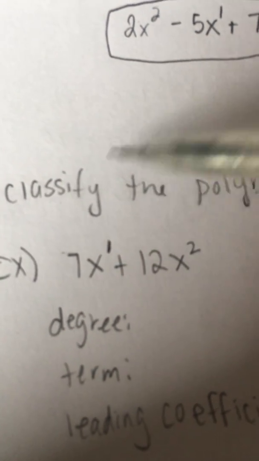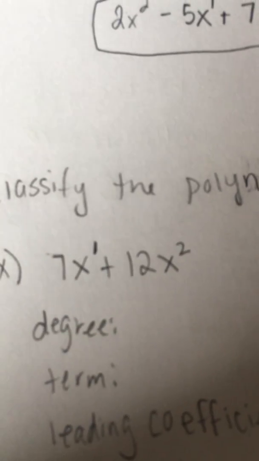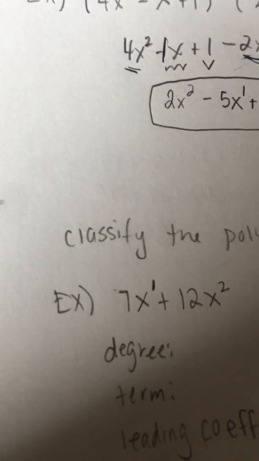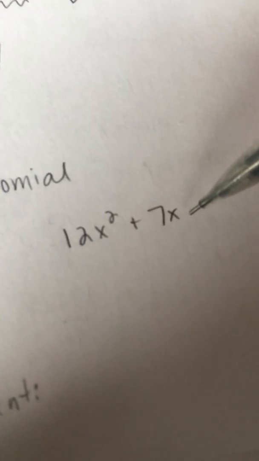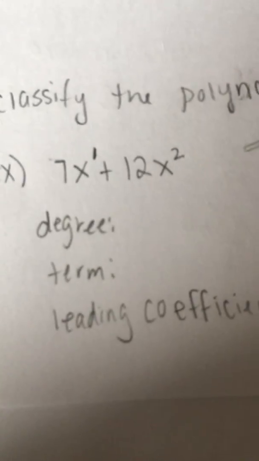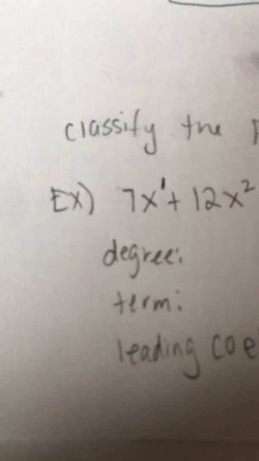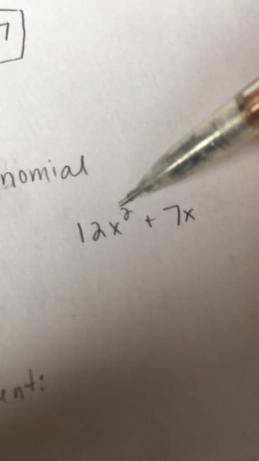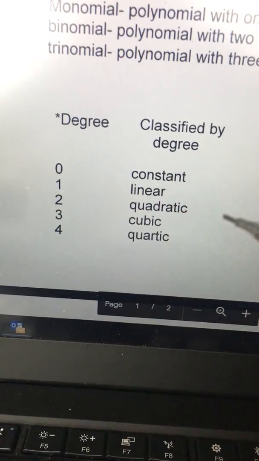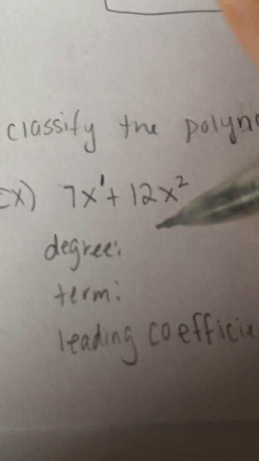We need to switch these and write this with the biggest exponent first. So I want the 12x squared first and then the 7x. So this is how I want to look at it when I'm thinking about degree, term, and leading coefficient. Mainly, I put it in this form, especially for the leading coefficient part, because if you don't, you'll give me the wrong number for leading coefficient. Degree, when we put it this way, we can clearly say, okay, biggest exponent's 2. When the biggest exponent is 2, we use the word quadratic. So I write down quadratic.